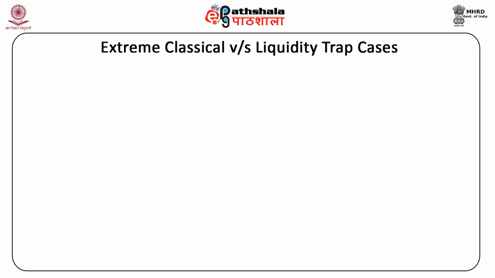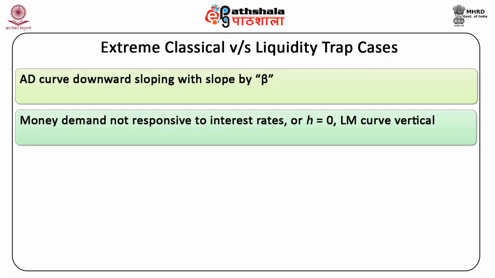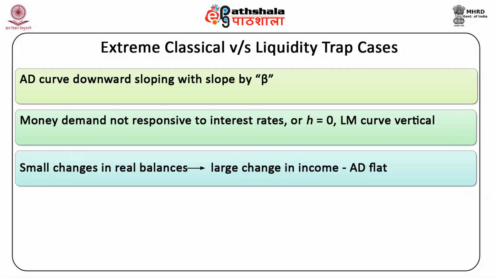Extreme classical versus liquidity trap cases. The aggregate demand curve is downward sloping with the slope given by beta. In the classical case, money demand is not responsive to the interest rates, or H is zero, making the LM curve vertical. In such a scenario, small changes in real balances, that is in M bar by P, lead to large changes in income, making the aggregate demand curve flat.